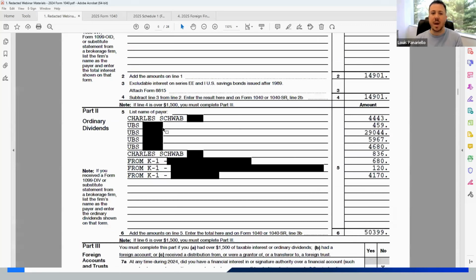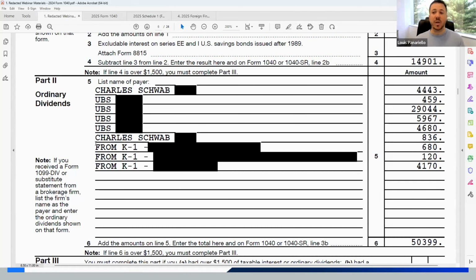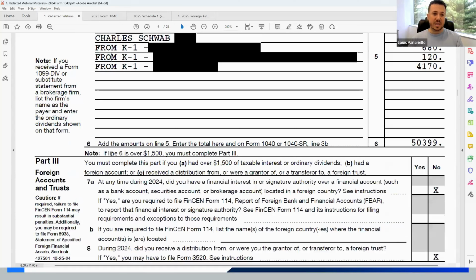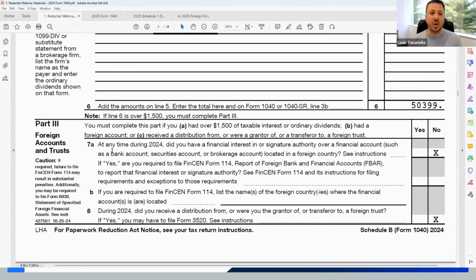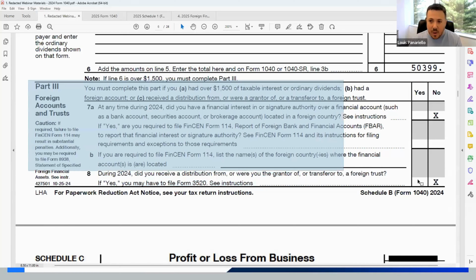Again, it's reported by way of listing out the financial institutions and the account numbers for which that dividend income was received. And then further down, if there's a mechanism by which a business interest is spinning off dividend income and it's passed through to the taxpayer, it's reported on Schedule K1, which is then reported on Schedule B, and it looks exactly like this from K1. Okay. Now there is a third part to Schedule B for foreign accounts and trust. Now there's no numbers here, as you can see in Part 3, and I'll try to bracket this right here.